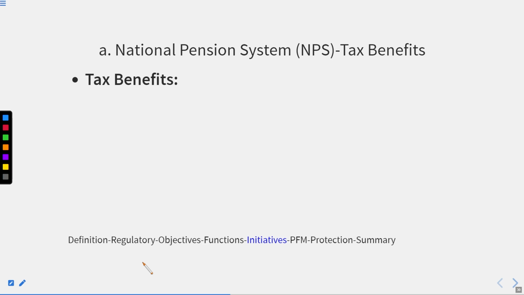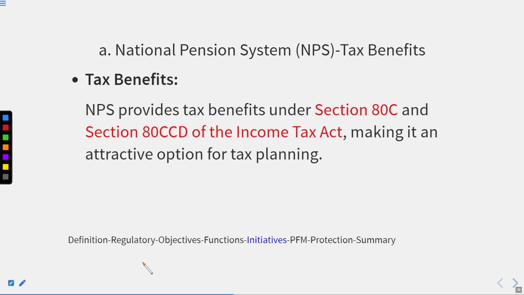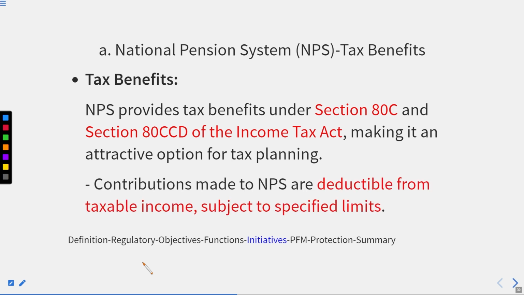Thereafter, tax benefits of NPS. NPS provides tax benefits under Section 80C and Section 80CCD of the Income Tax Act, making it an attractive option for tax planning. Contributions made to NPS are deductible from taxable income subject to a specified limit. So you can say, suppose there are two options provided to you. If you have to pay tax on a certain income, you could invest a particular amount of that income into the NPS. So your tax rate will come down.